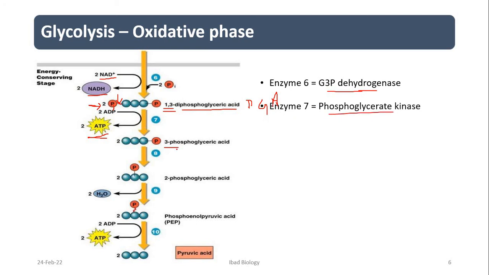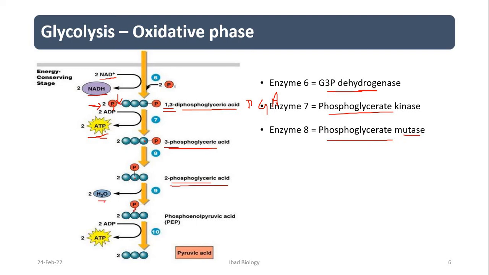In the next step, 3-phosphoglyceric acid is converted into 2-phosphoglyceric acid. It is an isomerization reaction in which only the position of the phosphate group is changed. Here in this molecule, phosphate is attached to carbon number 3, and in 2-phosphoglyceric acid, the phosphate is attached to carbon number 2. This reaction is catalyzed by an enzyme known as phosphoglycerate mutase.